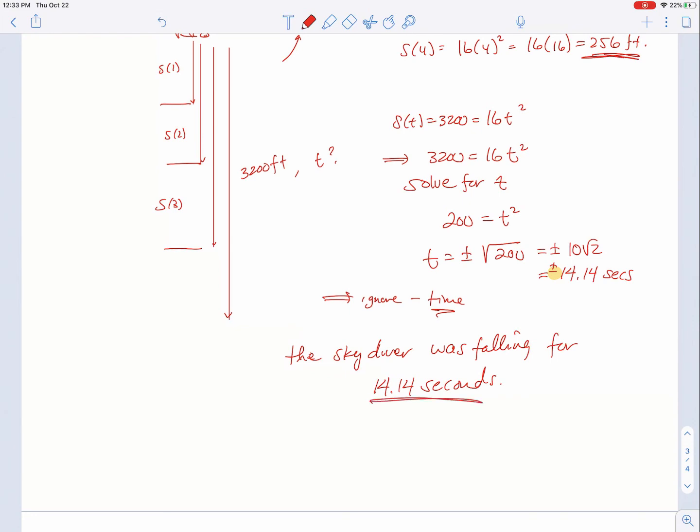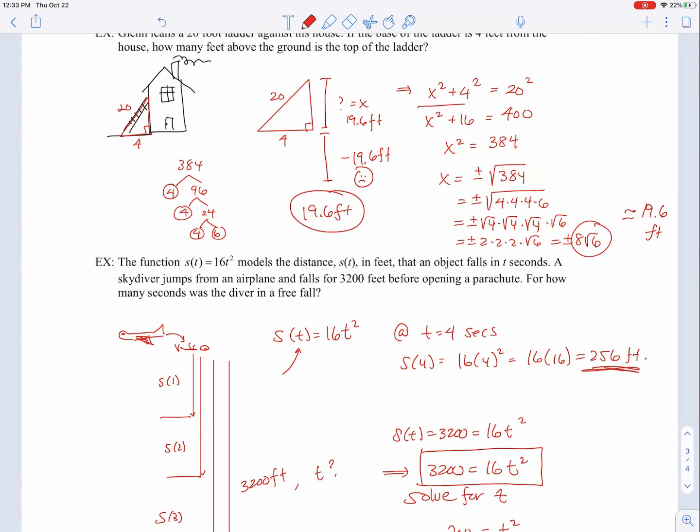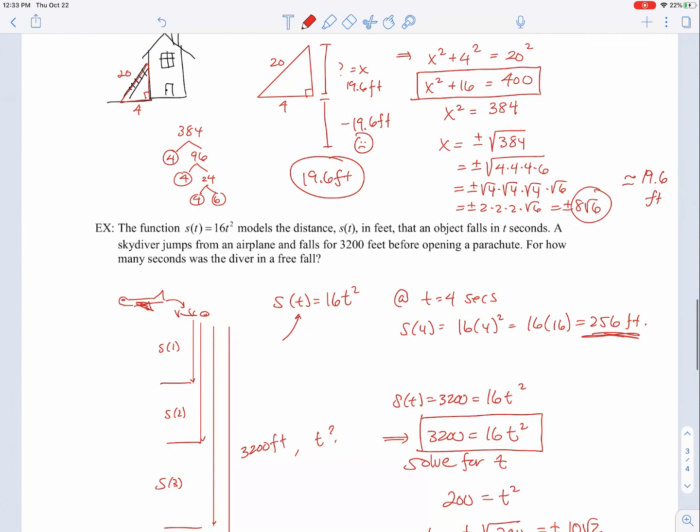Anyway, the whole point of this is that these word problems, both this one and the previous one, generate quadratic equations that you can use the square root property to solve.